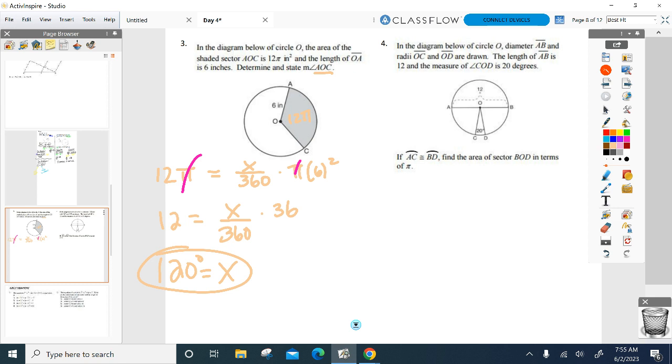All right, next up. Let's go over to this circle. That's 20 degrees. The arcs are congruent, so we can put little congruent marks on the arcs, AC and BD. Find the area of sector BOD. So just so we are clear, we're looking for the area of this sector right here, BOD.